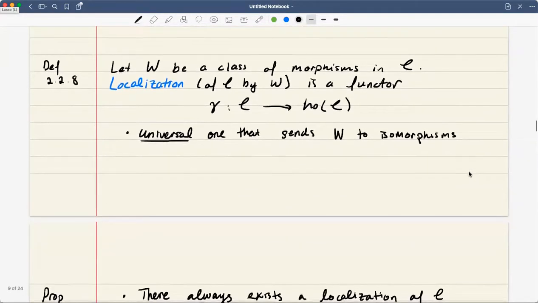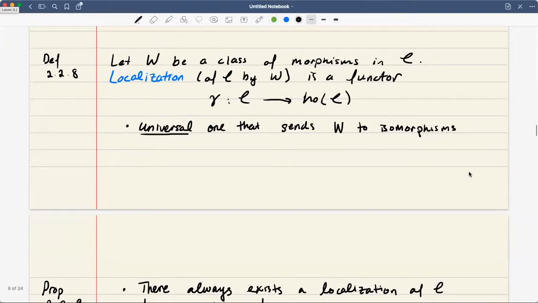Okay, so that's a pretty useful result, especially in proofs. But here we come to the concept of localization, and at least as I learned it, the homotopy category. What it basically is, is forcing your weak equivalences to become isomorphisms.